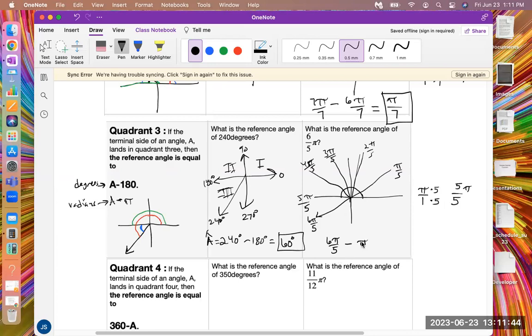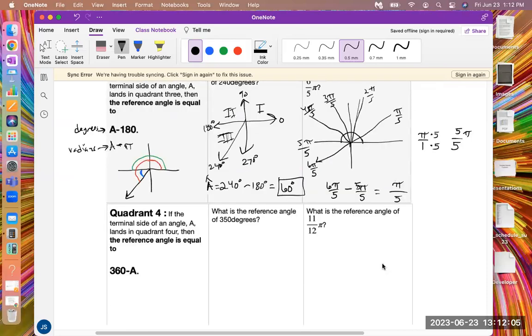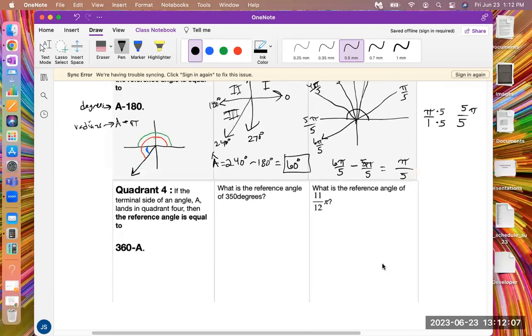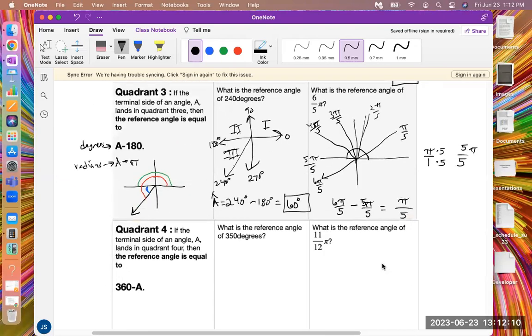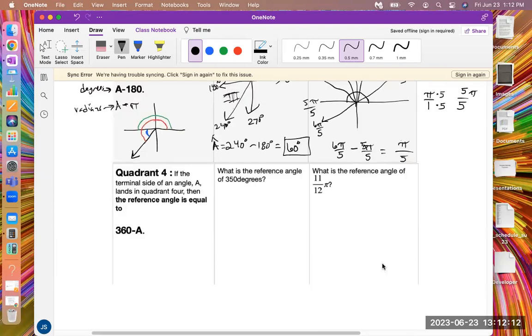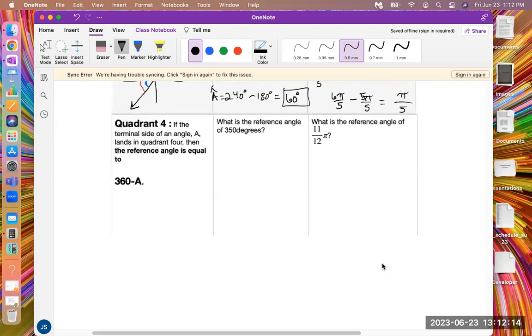So I can rewrite this pi as equivalent to 5 pi over 5, and now when we subtract, we just subtract the numerators, and we get 1 pi, or just pi, over 5, and you keep the same denominator. So your reference angle is pi over 5. All right, that's an example for quadrant 3. Okay, here is an example for quadrant 4.